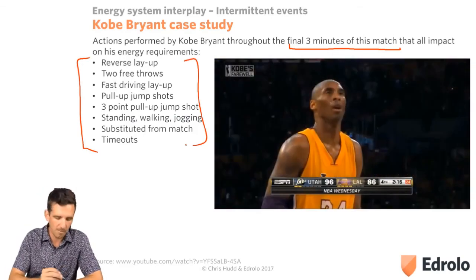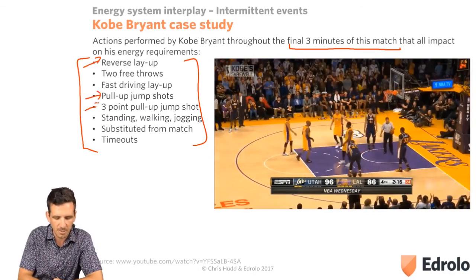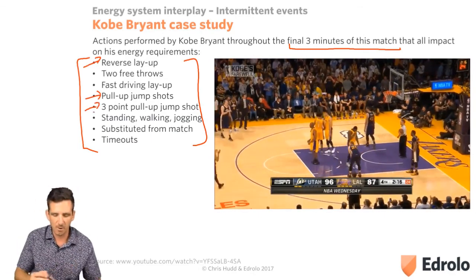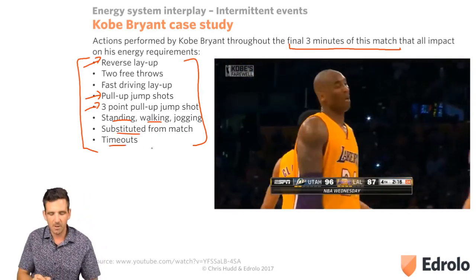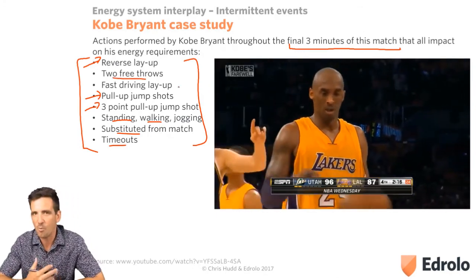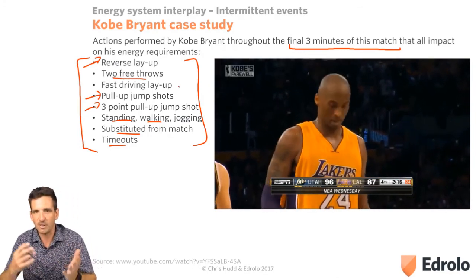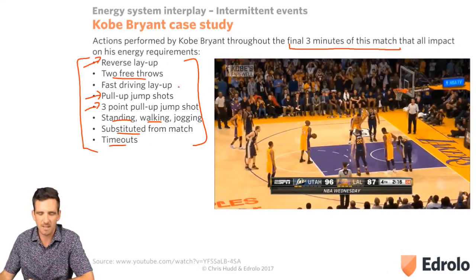Everything from high intensity stuff like reverse layups and pulling up for jump shots and 3-pointers, down to lower intensity efforts like standing, walking, being substituted, or sitting down in a timeout, or as you can see here, shooting free throws. Totally different energy requirements. So that's what was required of you in the 2017 VCAA exam.